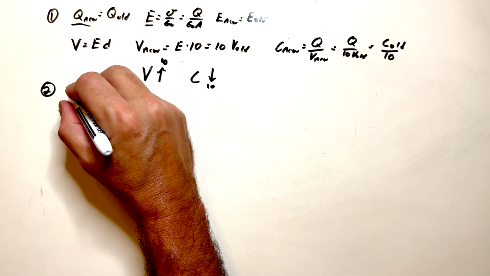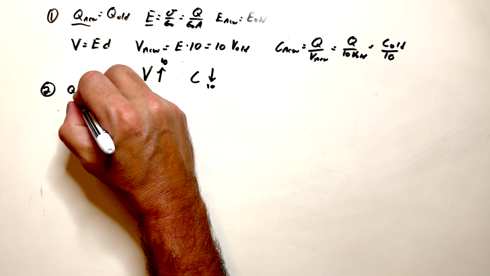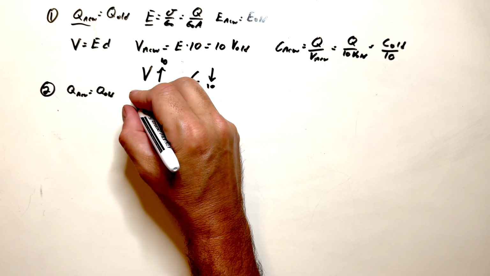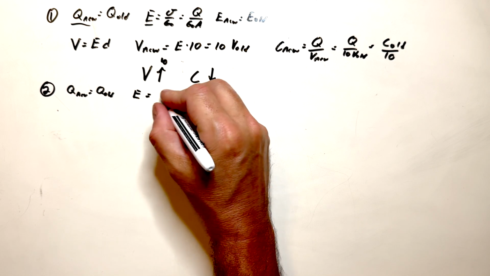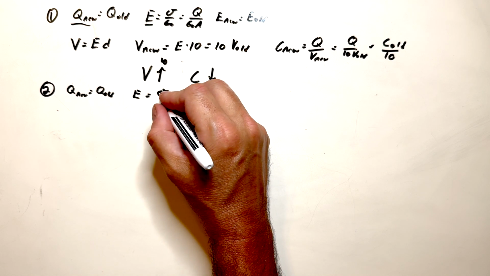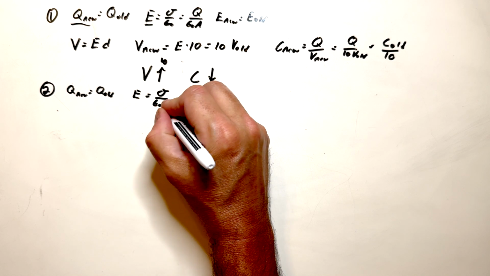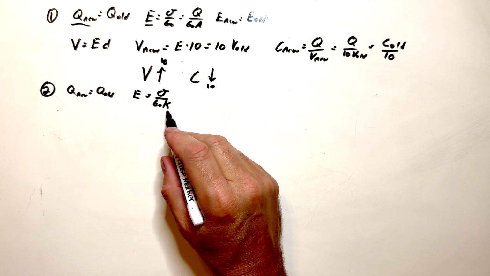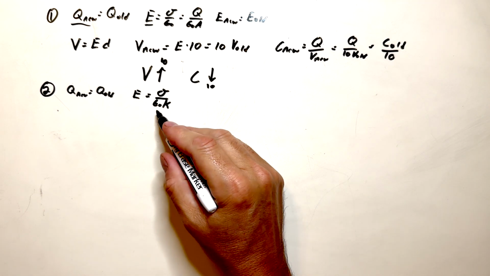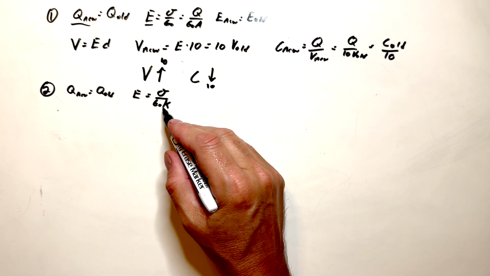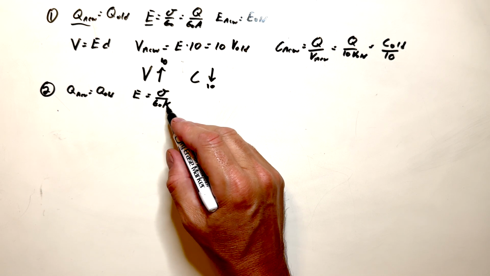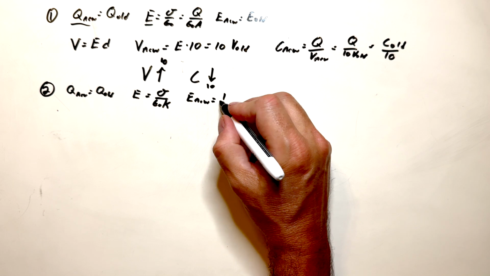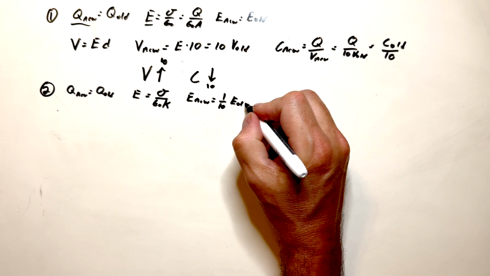let's see. So Q is still constant, right? So Q new is still equal to Q old because we haven't hooked anything up to a battery. However, E is equal to the surface charge density divided by epsilon naught times kappa, right? That's the electric field when you insert a dielectric in between the plates of the parallel plate capacitor. It goes from sigma over epsilon naught to sigma over epsilon naught kappa. So that means that E new is equal to 1 over 10 times E old, because kappa is equal to 10.